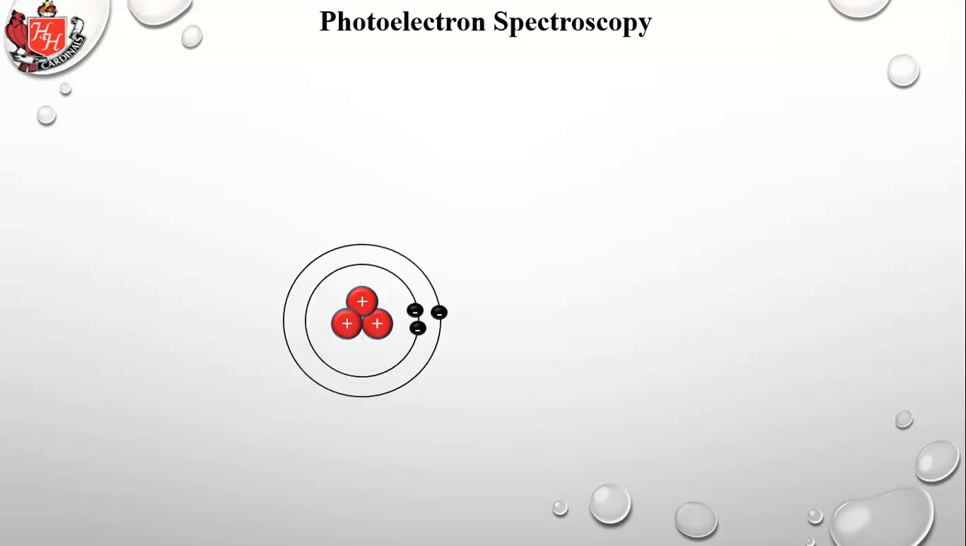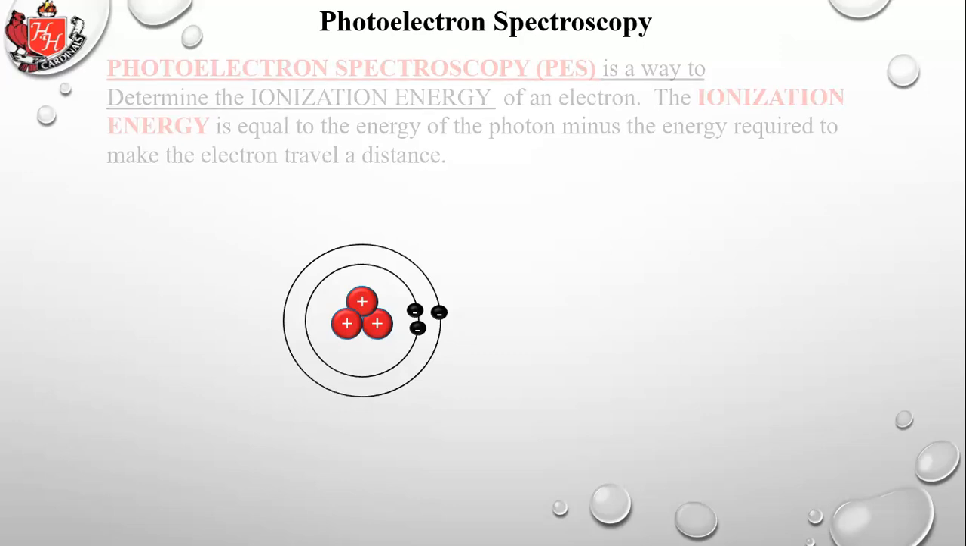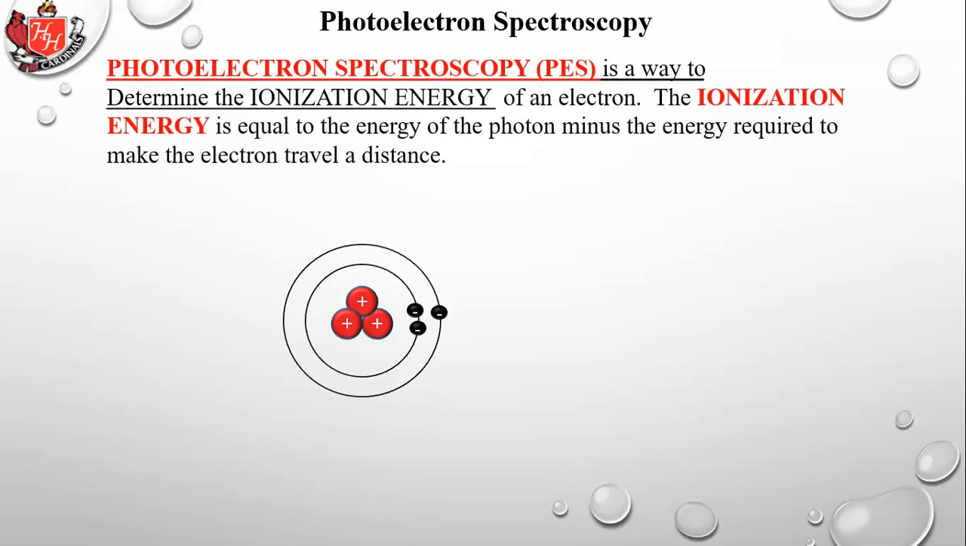Okay, now we're going to look at photoelectron spectroscopy. By the way, the differences between the word spectroscopy and spectrometry are kind of trivial, and we're not going to worry about it. You can almost use either word in either situation here. So photoelectron spectroscopy, which is abbreviated PES, is a way to determine the ionization energy of an electron. The ionization energy is equal to the energy of the photon minus the energy required to make the electron travel a distance. So let's just take an example, and that'll make this a little bit clearer.